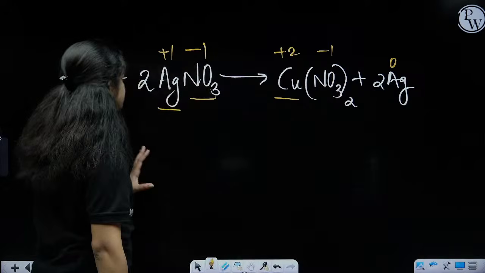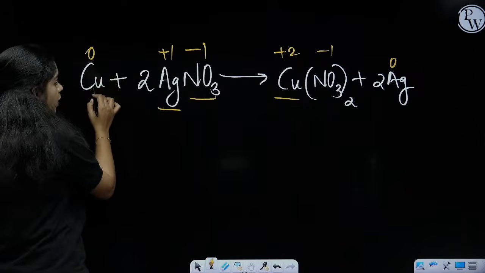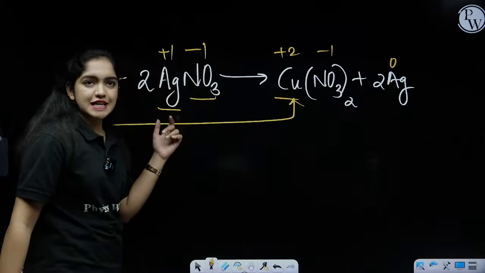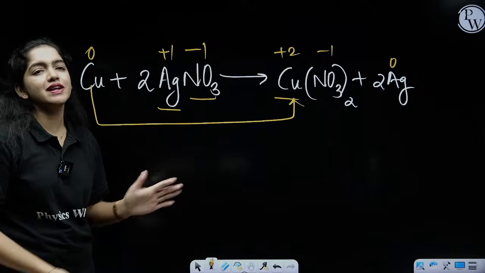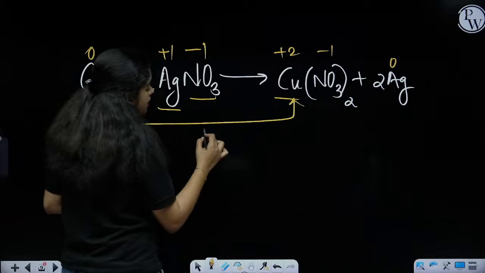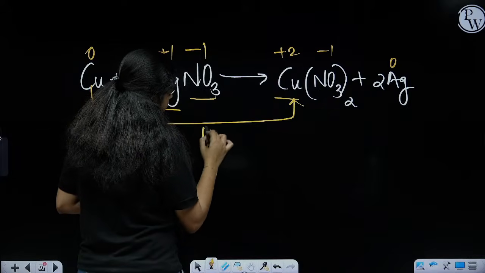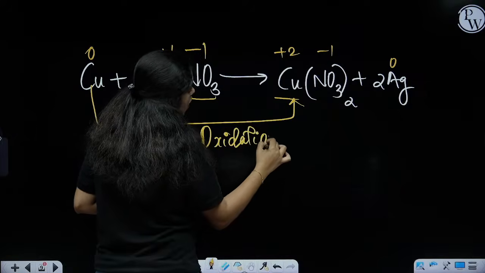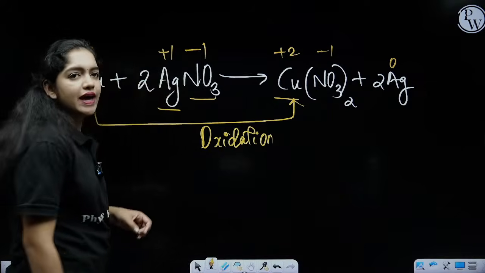Now mark the oxidation and reduction. Copper 0 changed into copper plus 2. 0 changed to plus 2. Yes, very good. Correct answer. So, copper changed into plus 2. That means what? Oxidation.